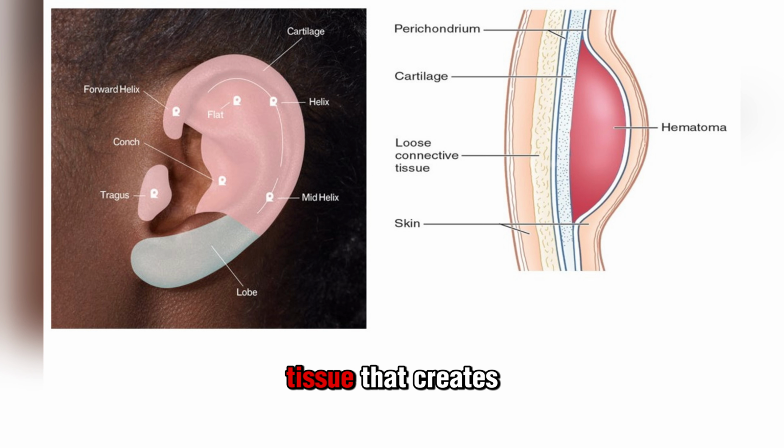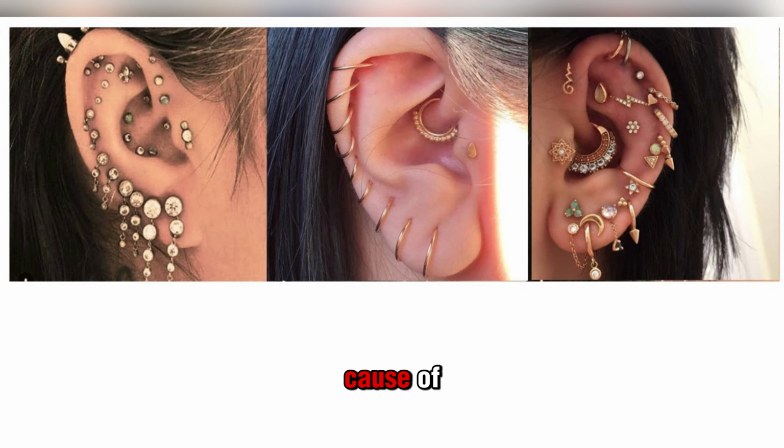Cartilage is the thick tissue that creates the shape of your outer ear. Cartilage has a thin layer of tissue surrounding it called perichondrium. The perichondrium provides nutrients to your cartilage. The most common cause of perichondritis is high ear piercings through your cartilage. This type of piercing can damage your cartilage, which allows for the introduction of bacteria.